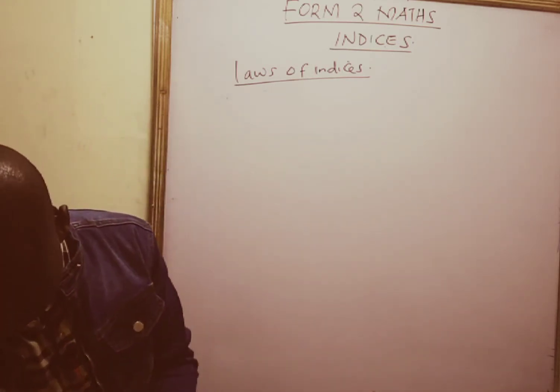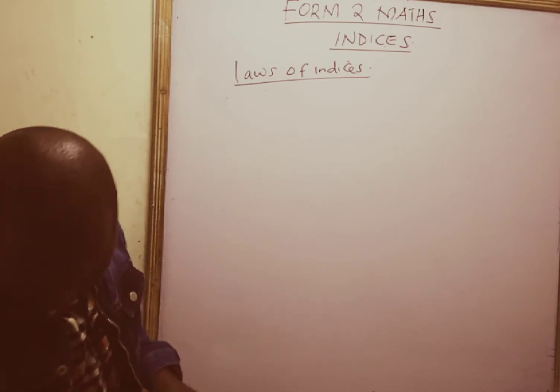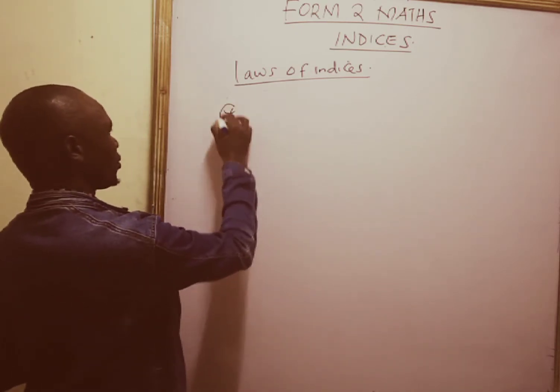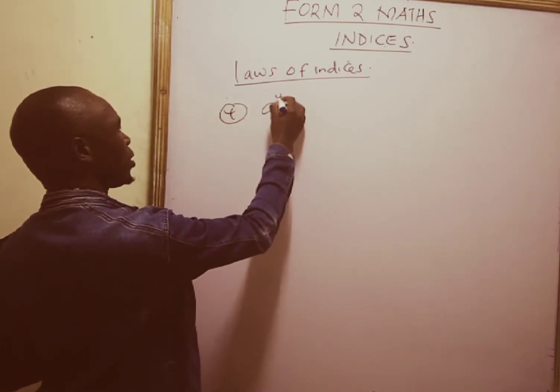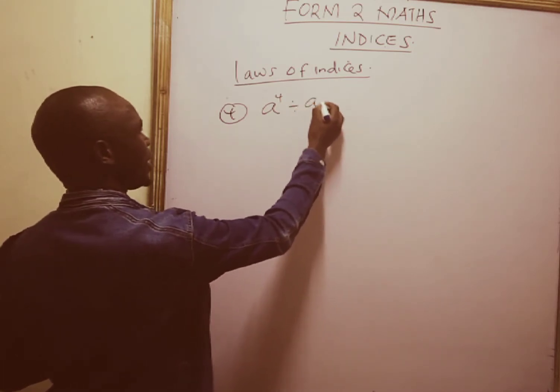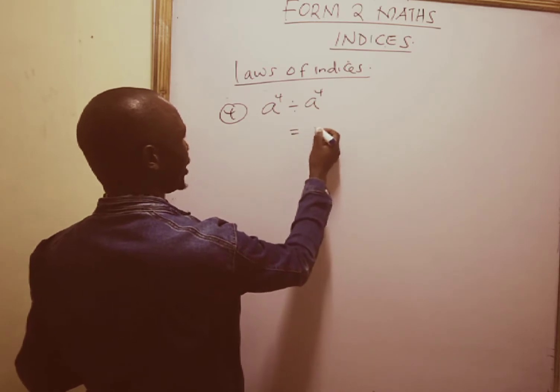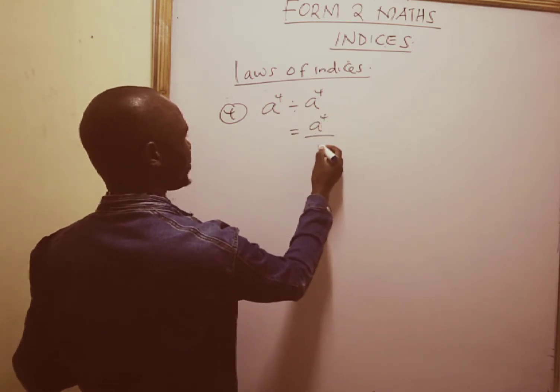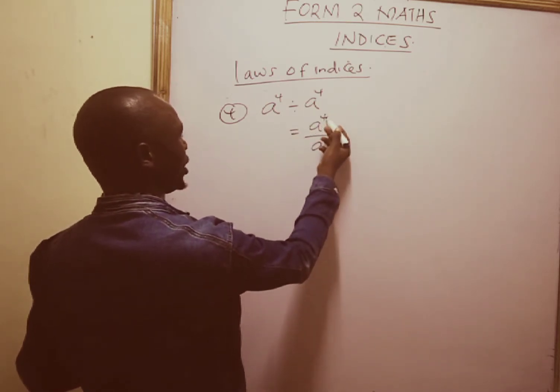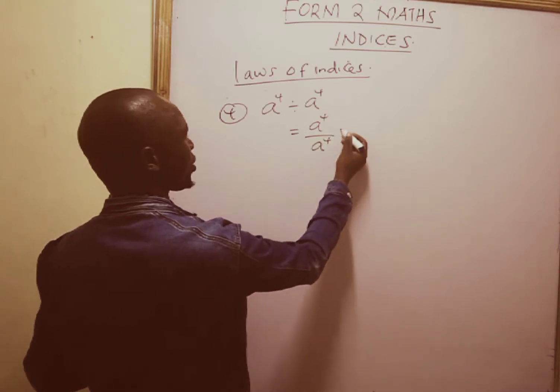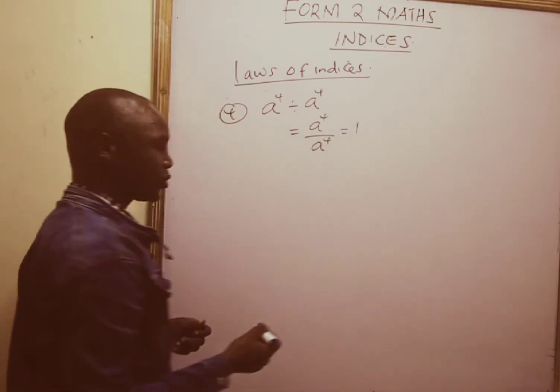Number 4, you could be having something like this. You have a raised to power 4, you divide by a raised to power 4. This is basically a raised to power 4 divided by a raised to power 4, and it will automatically give you 1.